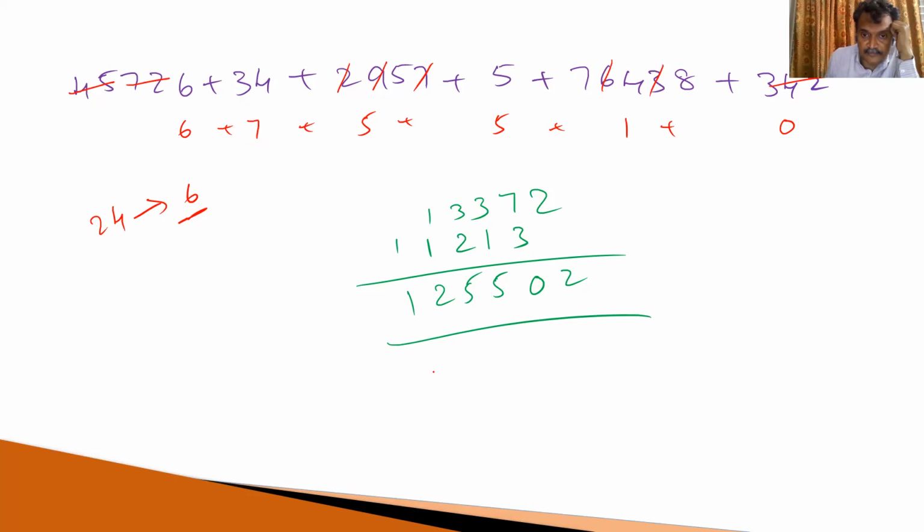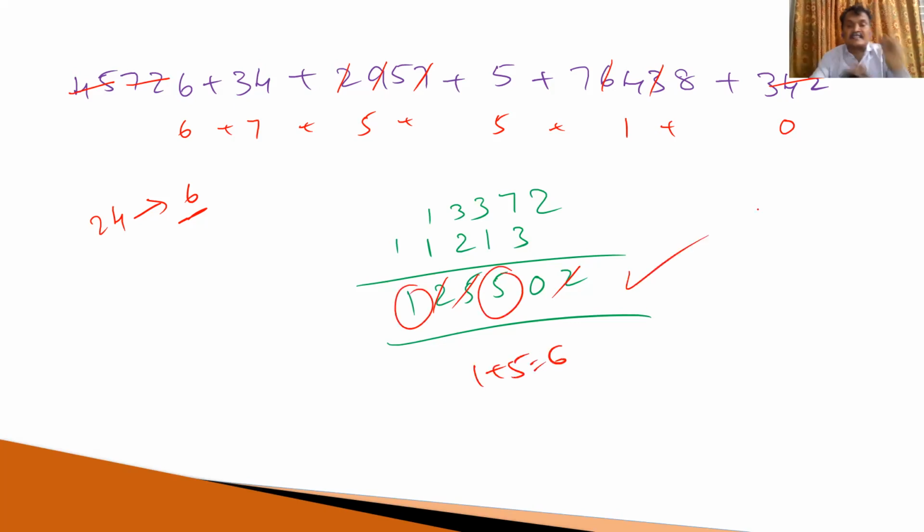Now, you will check the answer. 5, 2, 2 get cancelled. Here, 5 and 1, 1 plus 5 is equal to 6. Your answer is correct. That's it.